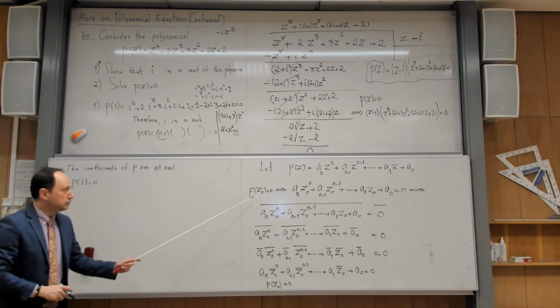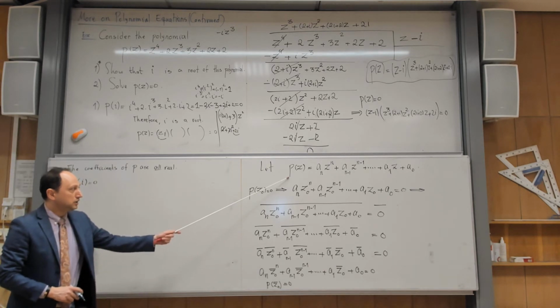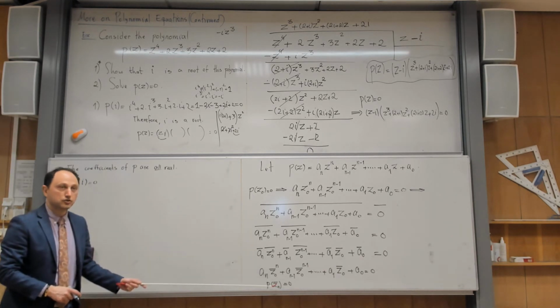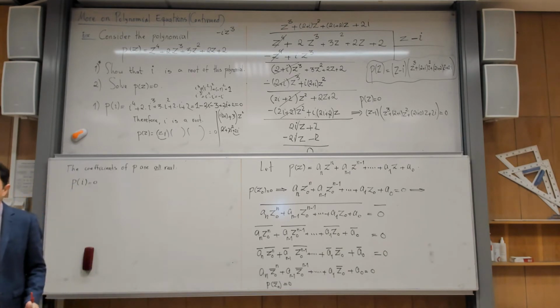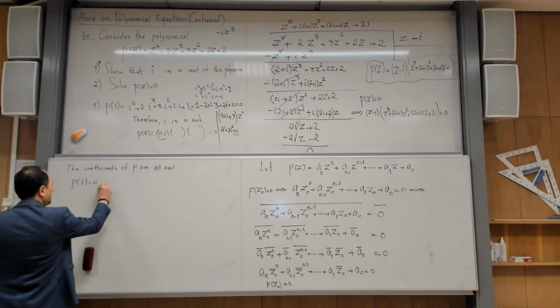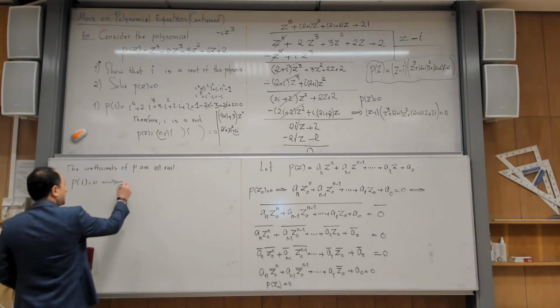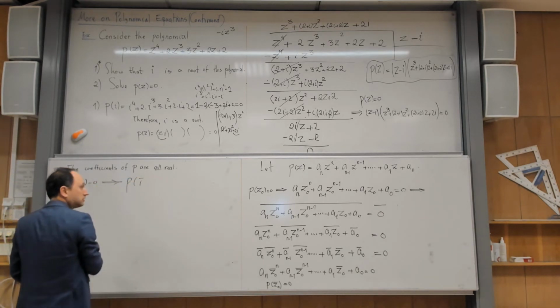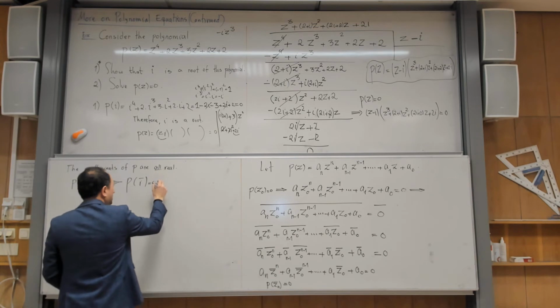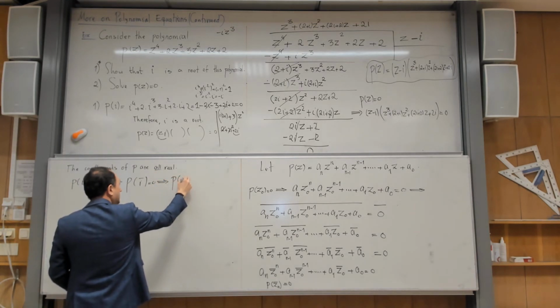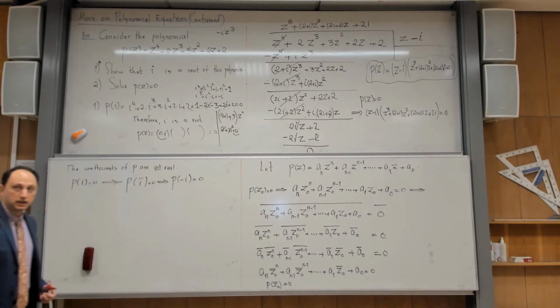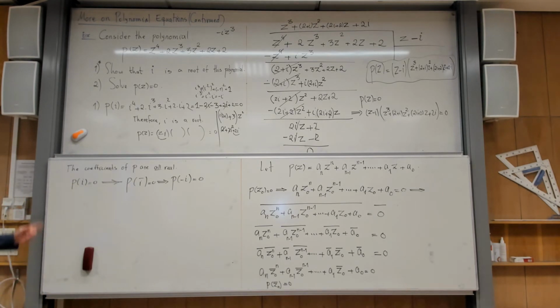This tells you that if you know a complex root for this polynomial, the next one is its conjugate. At least one more you know. Okay? So P of i is 0. Can you tell me what can I conclude using this theorem? Yes? P of minus i is equal to 0. So this implies that P of i conjugate is 0, which, as Nabila mentioned, is P of minus i equals 0.